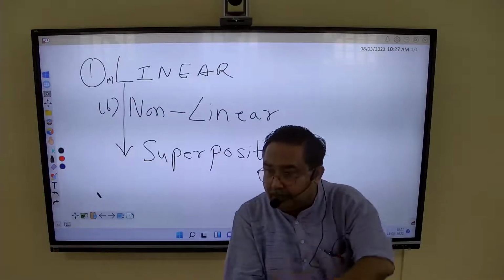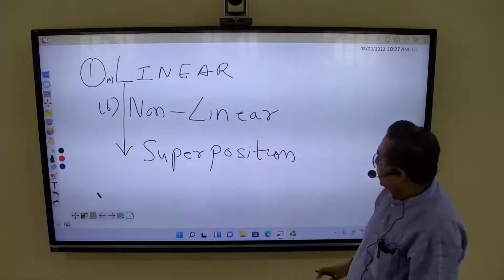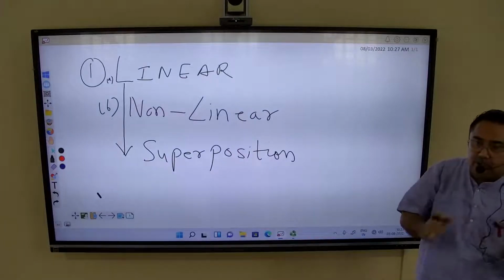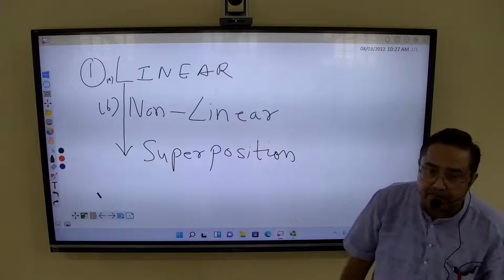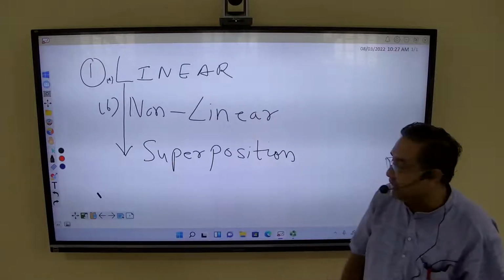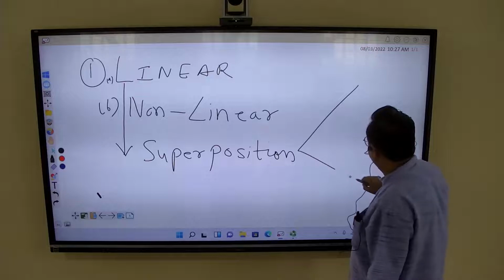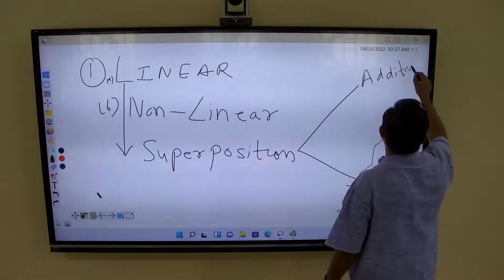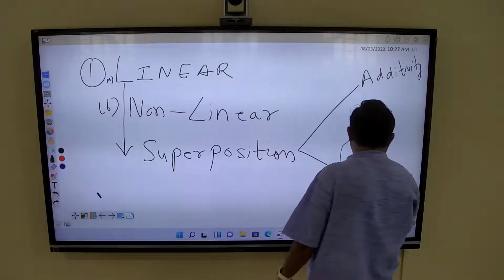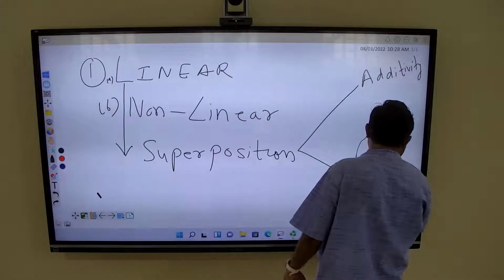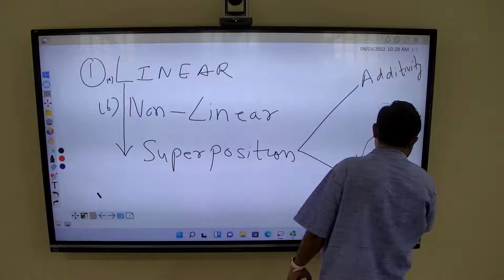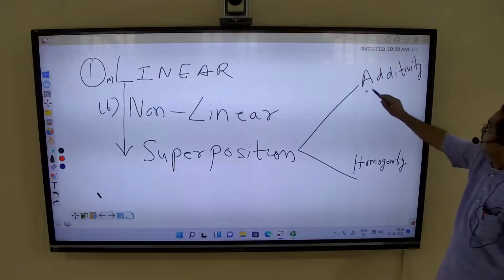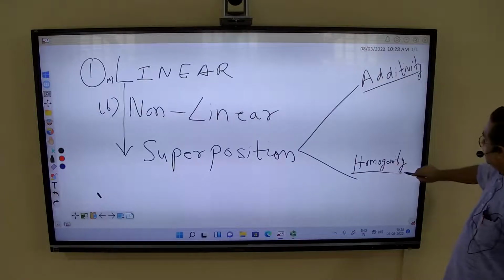But this is just a little meaning I have given you. Superposition means to impose one over another, and I think in lower classes you have gone through the superposition theorem also. But what is inside there? Inside there are two laws. One is called additivity and another is called homogeneity.